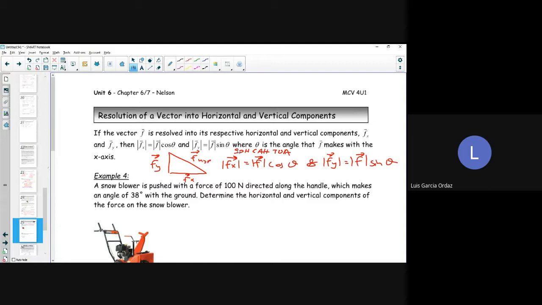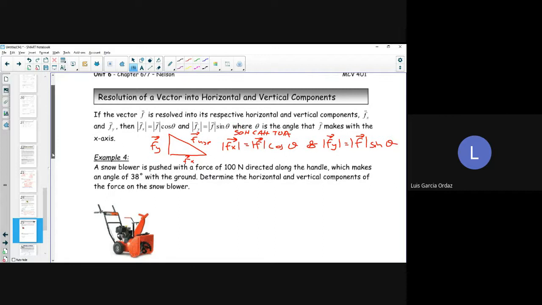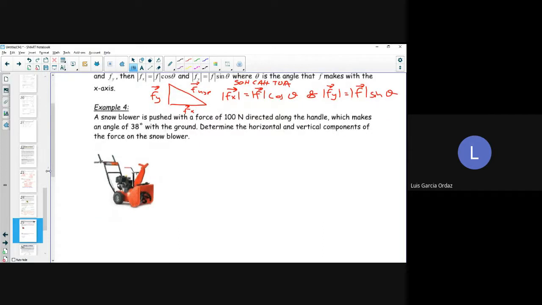Example 4: a snowblower is pushed with a force of 100 newtons directed along the handle, which makes an angle of 38 degrees with the ground. Determine the horizontal and vertical components of the force on the snowblower. So we got our snowblower, this lovely beauty of a machine. I need my vertical component, which is my vector Fy. I need my horizontal component, which is vector Fx.